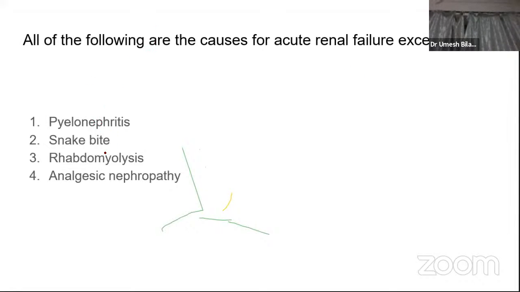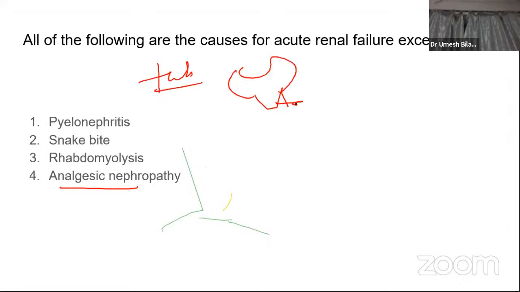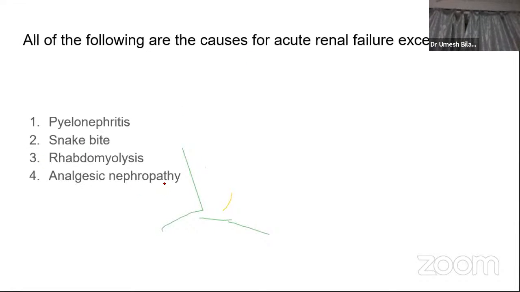So analgesic nephropathy is tubulointerstitial, not a disease of the glomerulus. The disease is in here, not here. This is the glomerular apparatus. So analgesic nephropathy is chronic, not acute.